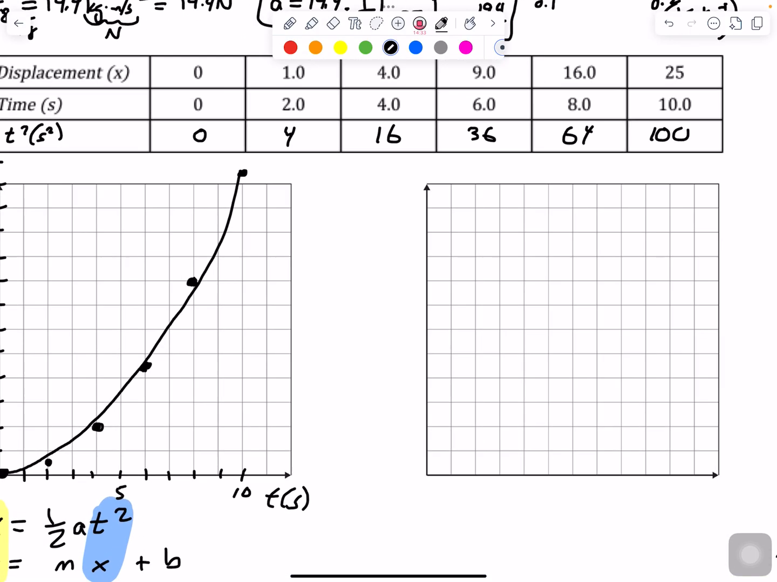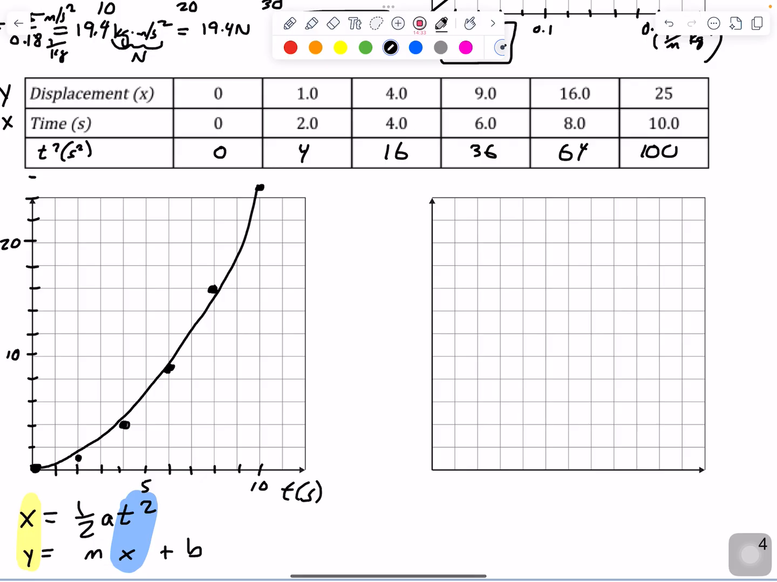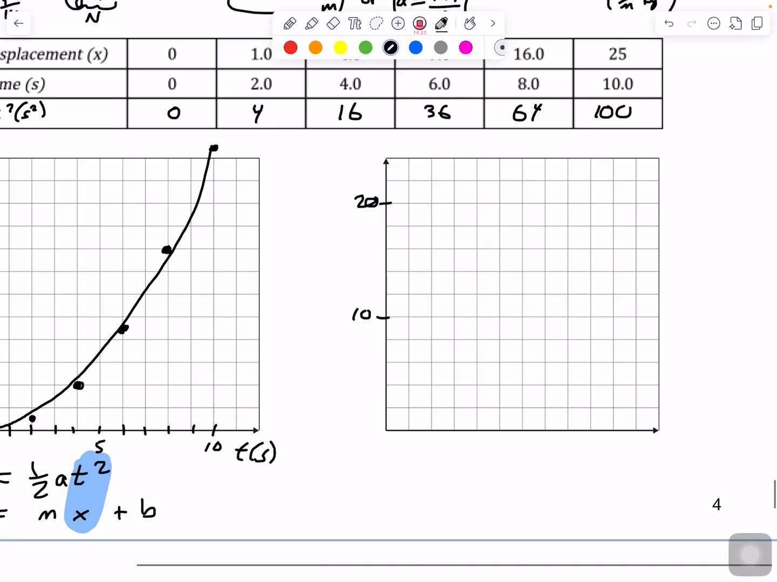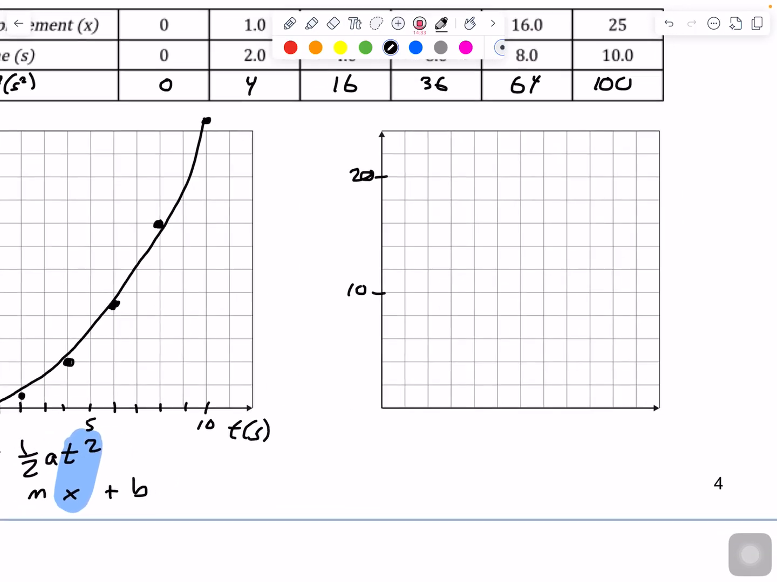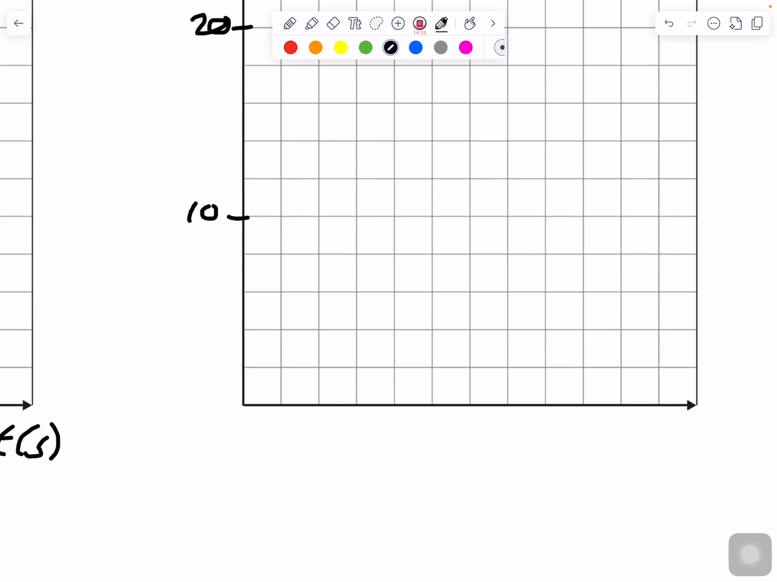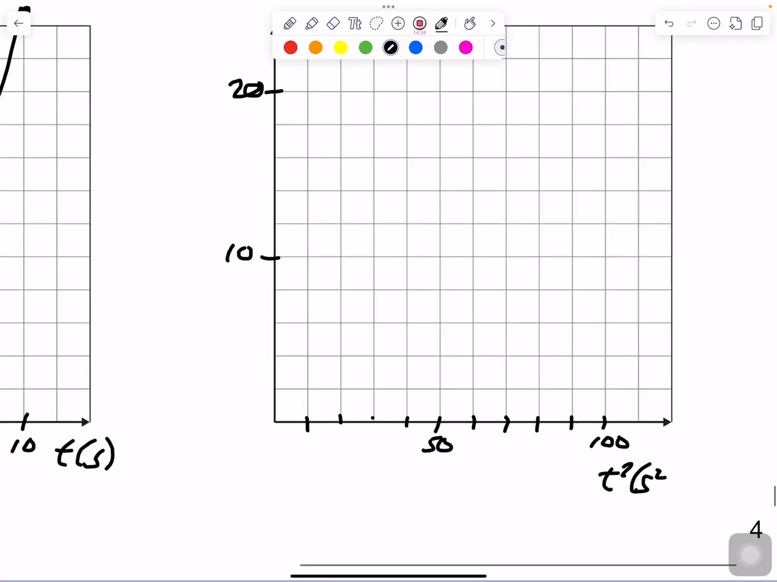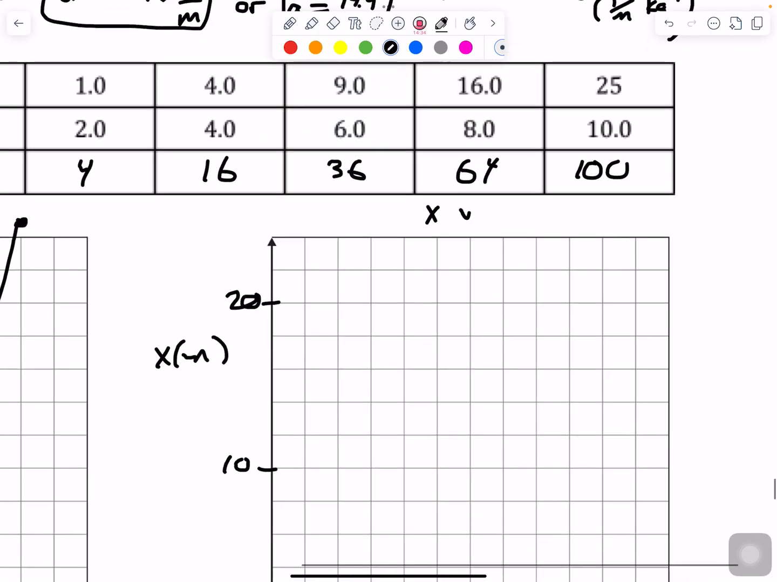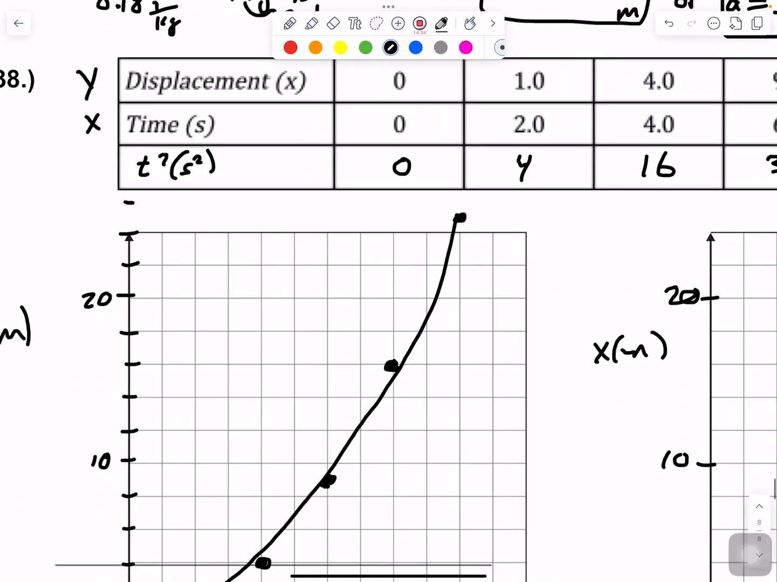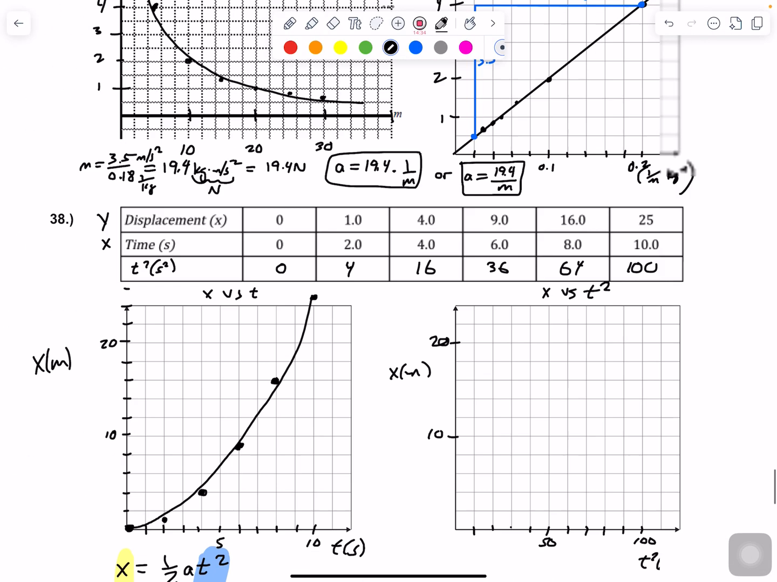Okay, my displacement is going to have the exact same scale. So 10, 20, okay? But my time now needs to go up to 100. So instead of each box being 1, each box is now going to be 10. So 10, 20, 30, 40. This will be 50, 60, 70, 80, 90, 100. So we got to rescale it a little bit. So this is going to be time squared in seconds squared. This is still x in meters. This is going to be a position versus time squared graph as opposed to position versus time.